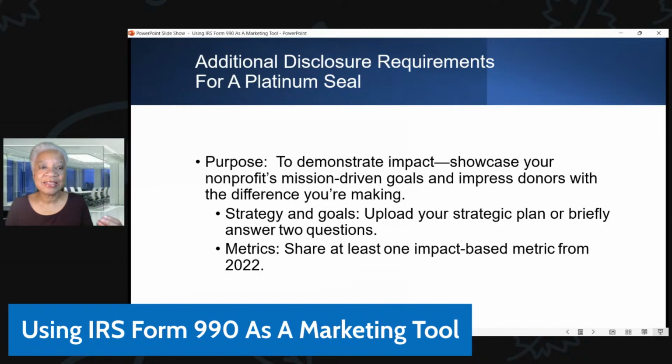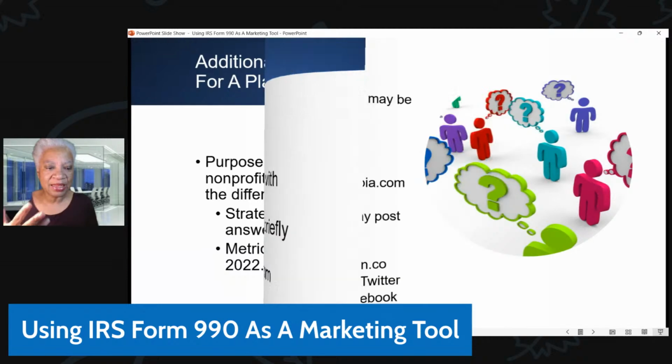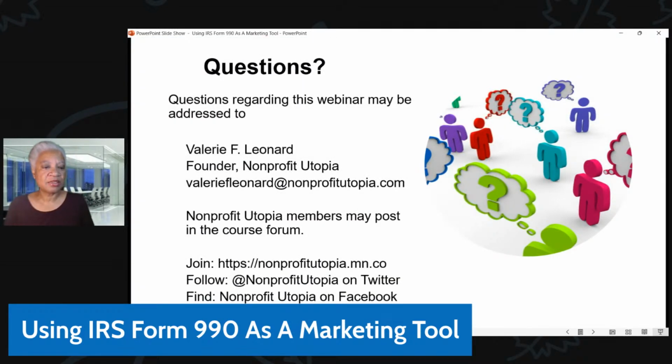And then if you want to go to the highest level, you have to provide all of that information. But in addition to that, you want to provide information that demonstrates impact and strategy. All right. So you're going to look at strategy and goals. You can upload your strategic plan. You can answer a couple of questions that they have that speak to strategy. And then you can also share metrics and let people know how many people you're serving and other ways that you can judge your progress. And you want to share at least one impact-based metric. All right. So this metric from 2022, that could be a metric from your most recent year. The 2022, I got that from the GuideStar website, and they probably should update it.